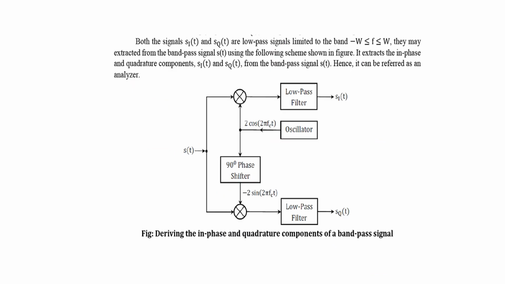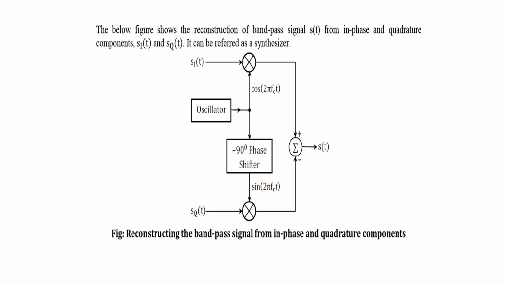This can also be represented using block diagram notation. S of t is given and it is multiplied with cos 2 pi f ct and sin 2 pi f ct, and when passed through a low pass filter, you get Si of t; here also, when passed through the low pass filter, you retrieve Sq of t. The figure shows the bandpass signal S of t and the in-phase and quadrature components Si and Sq of t, which can be referred to as the analyzer.